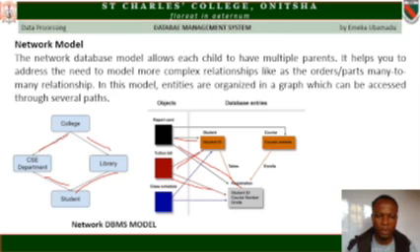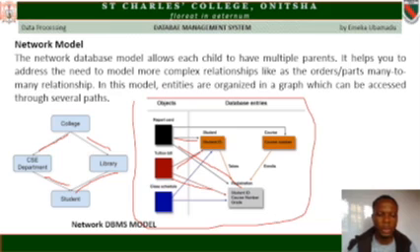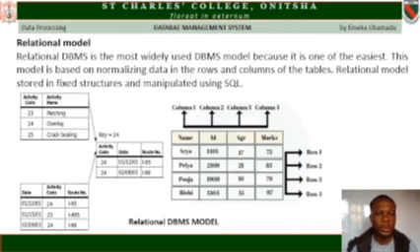Complex. There is a complex relationship here. So in this kind of structure, it is called network model. The next one is relational database model. Relational database management system is the most widely used database management system model because it is one of the easiest.